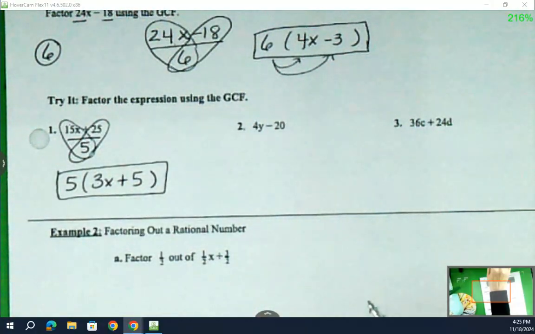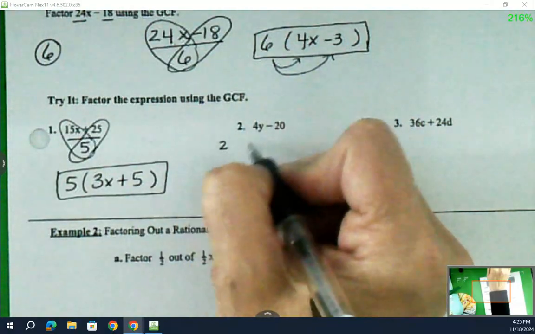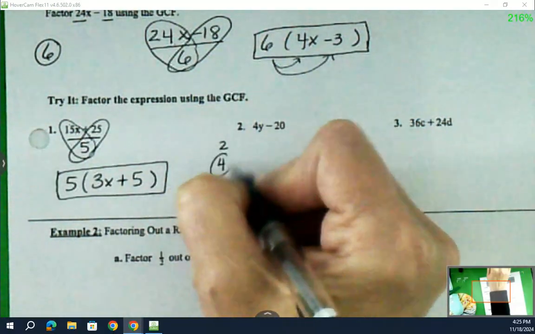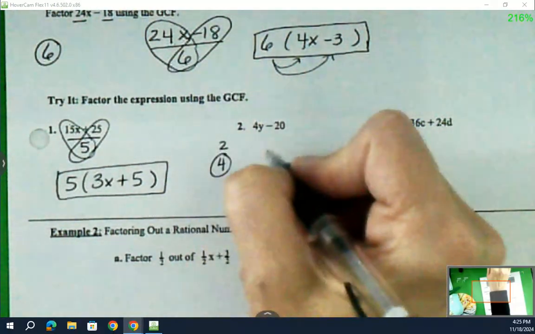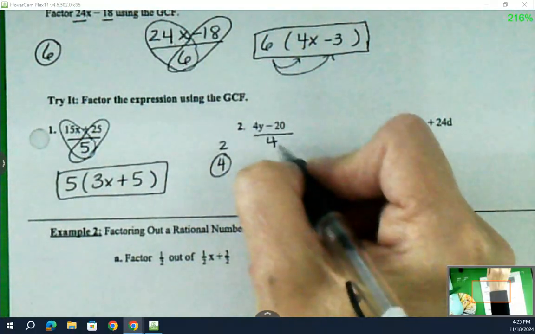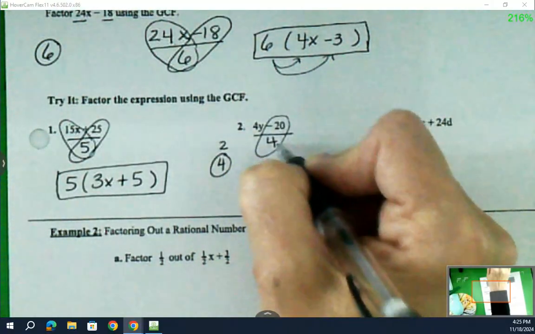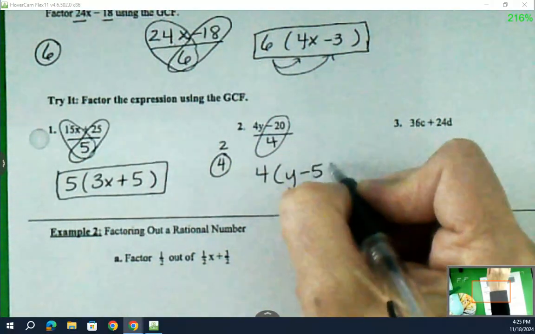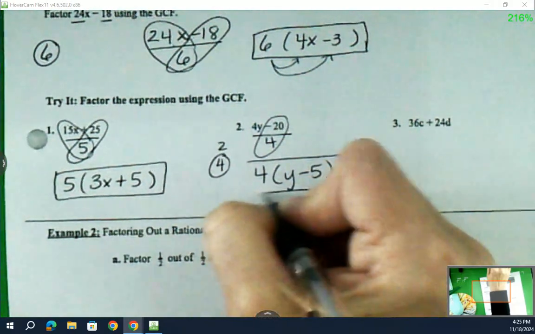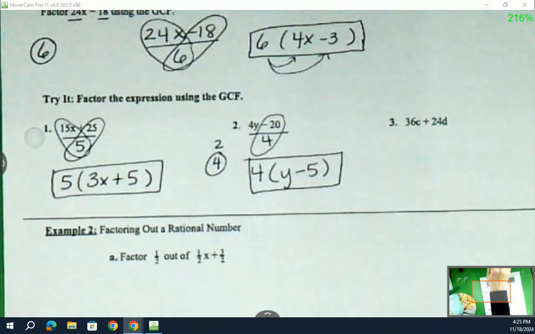Okay, looking at number 2, 2 goes into both of them evenly, but so does 4, and 4 is the larger number. So we're going to pull out the 4 here when we divide. So 4y divided by 4 is y, and negative 20 divided by 4 is negative 5. So that'll be our minus 5. So we get 4 times the quantity y minus 5.